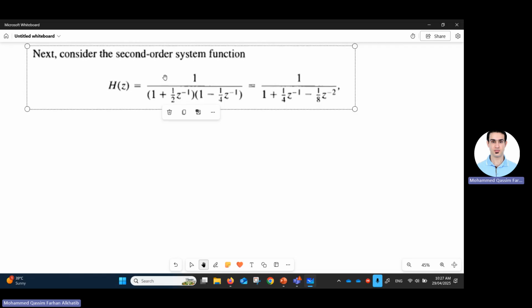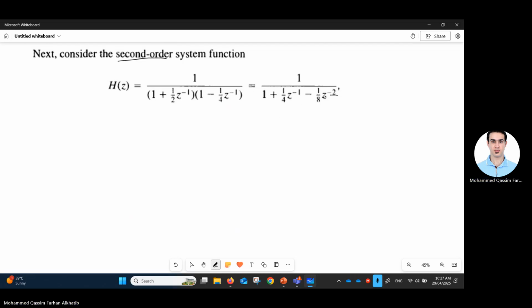So consider the second order system function here. Now, by the way, we did not talk about orders yet. We'll learn more about it in DSP. The order is basically the maximum power of z. So in this case, when you distribute the multiplication, you'll have z to the negative 2 or 2, it doesn't matter. So the highest power is 2, so that's the second order. If the highest power is 3, that's the third order. If there is only just z, that's the first order.